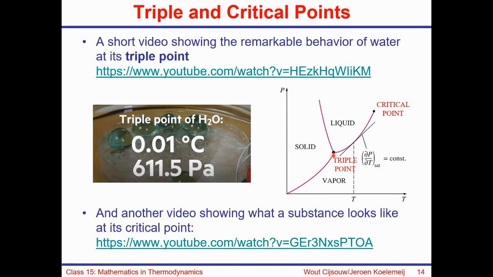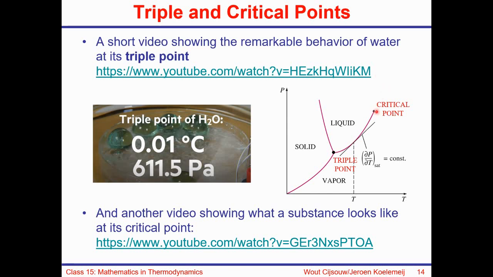For example, the triple point, where apparently a substance can exist in all three phases, liquid, solid, and vapor, at the same time. And this interesting movie, it's about 5 minutes, shows you much more about it. Shows you on video what water looks like when it's in this triple point.